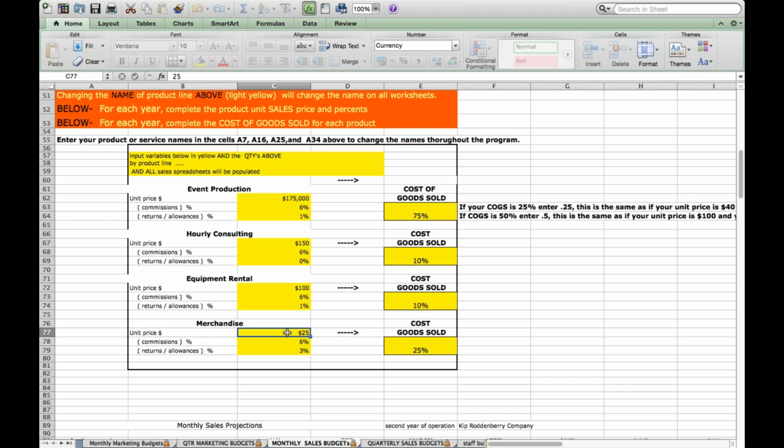Now you notice event production was high, but hourly consulting was low. Because hourly consulting, you're the employee. That's a fixed cost. So how much out of pocket did I actually have? I had to print some things, do some travel. That's cost of goods. That's what I had to spend to get my job done.